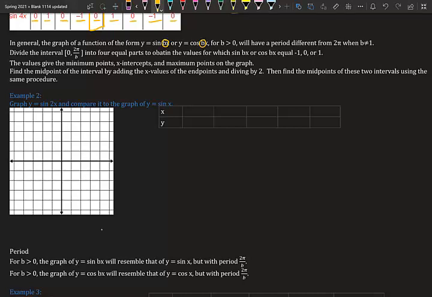To do that, you're going to divide the interval 0, 2 pi over b into 4 equal parts to obtain the value for which sine bx or cosine bx equals -1, 0, or 1. The values give the minimum points, x-intercepts, and maximum points of the graph. So when you're finding these points using the interval chart, you're finding the minimum point, x-intercepts, and the maximum points. Find the midpoint of the interval by adding the x values of the endpoints and dividing by 2. Then find the midpoints of the two intervals using the same procedure. I'll go over that, don't worry.